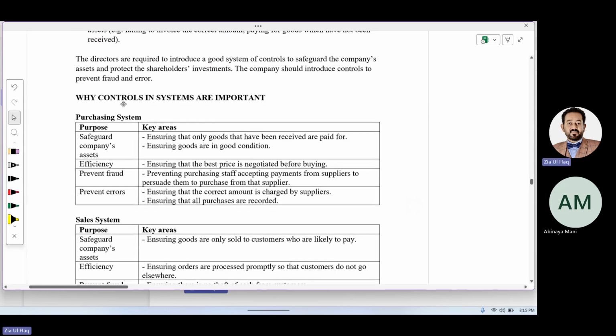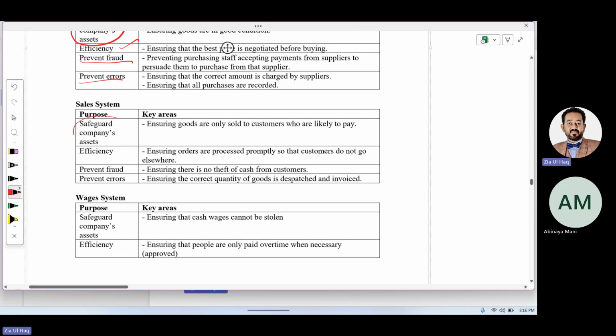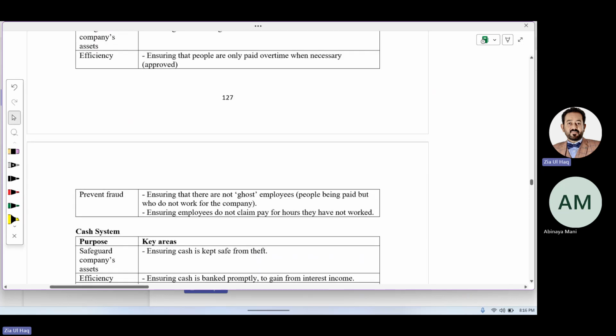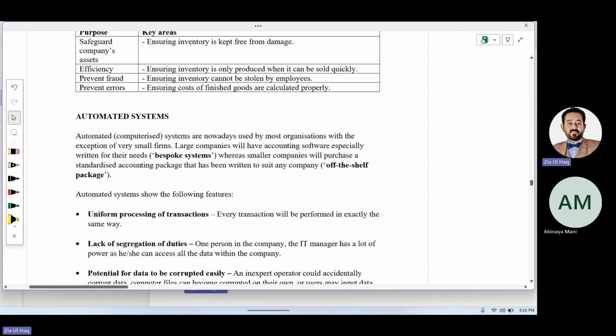Why are controls in a system important? In the purchase system, controls are important so that company assets can be safeguarded. The company can achieve efficiency, and the company can prevent fraud and errors. In the sales system, again, the company can safeguard assets, achieve efficiency, and prevent fraud and errors. Again, in the wages and cash systems, the company can achieve these objectives.